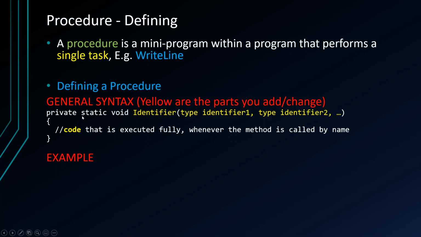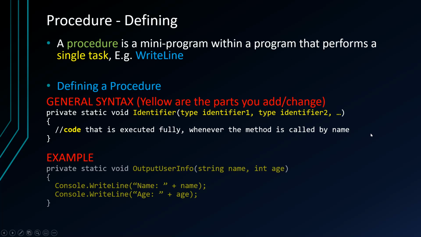So private static void. And then we're going to give it a name, an identifier, just like we named our variables, an identifier. Inside of these brackets are each one of the parameters we're going to specify, if it needs any at all. And then we have our opening and closing brackets. Anything inside of these brackets is code that is executed fully, from top to bottom, whenever the method is called by name. So let's make a quick example, just so you can see this.